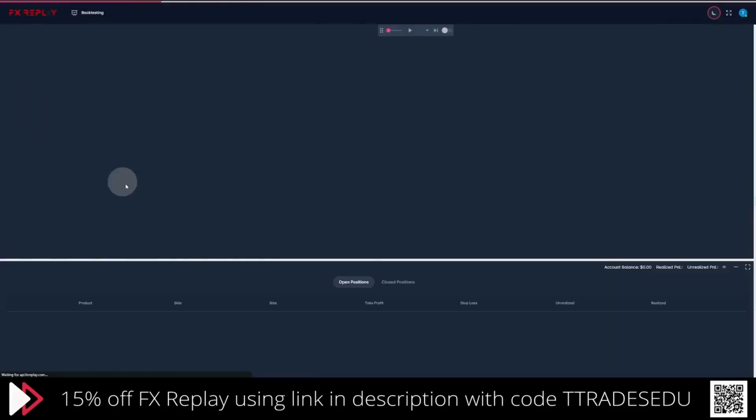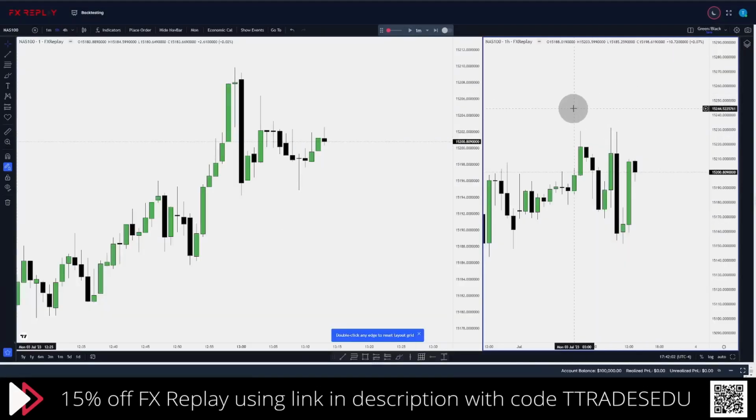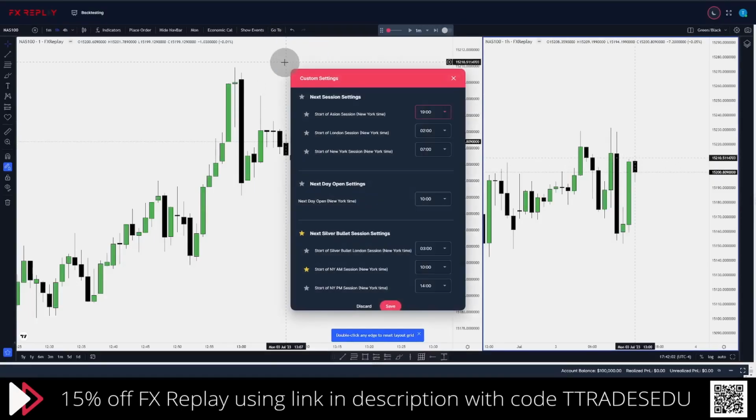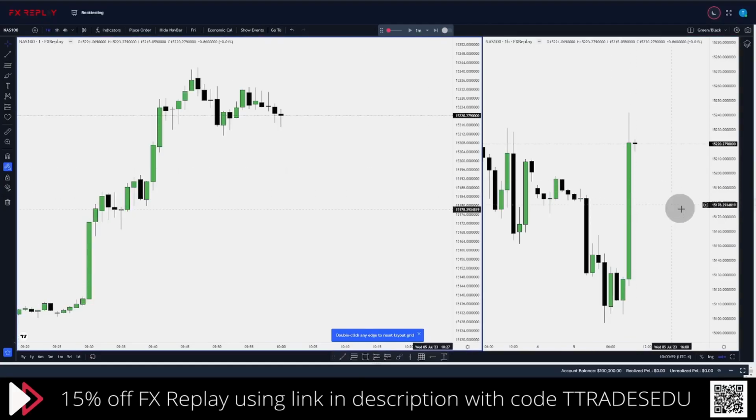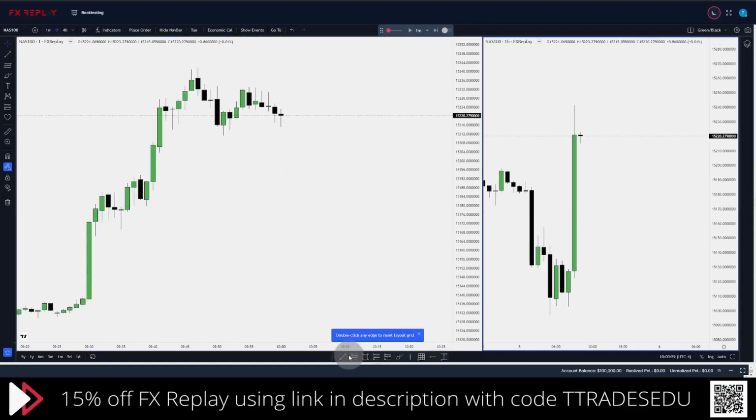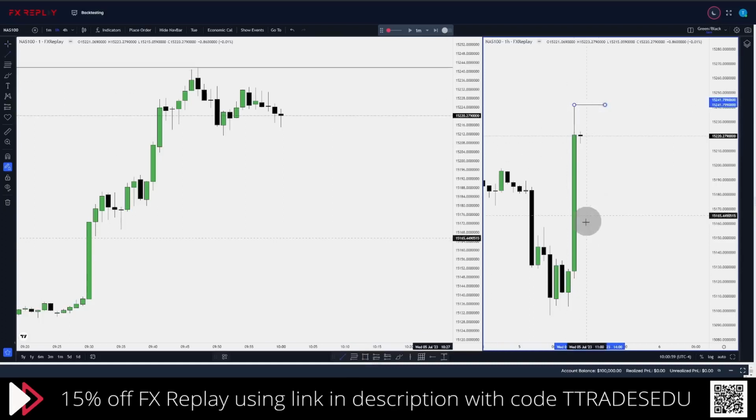Go ahead and click this Play Now button. So we have two window panes up, one with the 1 hour, one with the 1 minute. We're going to go ahead and customize some settings here. We have it set to next silver bullet session, so the start of the New York AM at 10. So using that, when we hit go to, here we are at 10 a.m. Now what we do is we mark out the high and low on the 1 hour chart here.